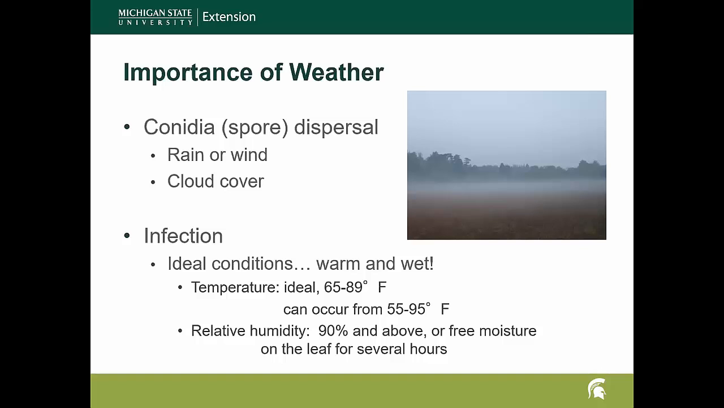Probably the area where weather is the most important in the life cycle is for infection. The ideal conditions for infection are warm and wet weather. For temperature, an ideal range is from about 65 to 89 degrees Fahrenheit, but it can occur at a broader range than that, all the way from 55 to 95 degrees. Moisture is also very important to infection. You need a relative humidity of 90% and above, or free moisture on the leaf surface for several hours to encourage conidia germination and then infection.